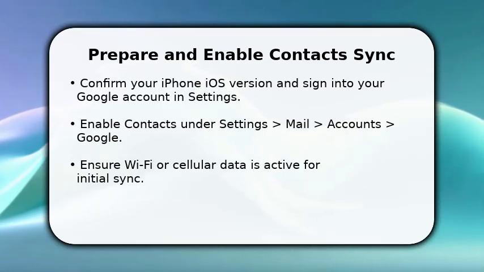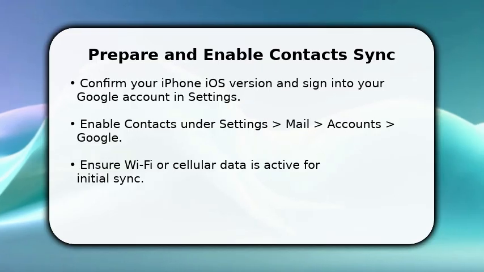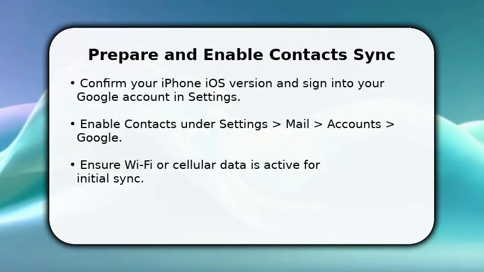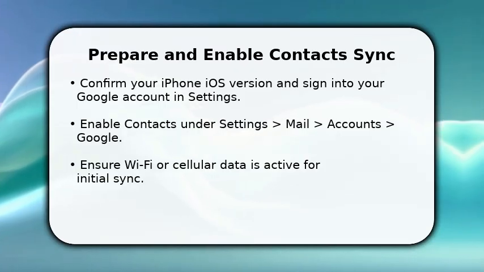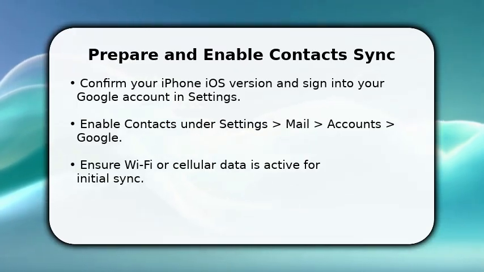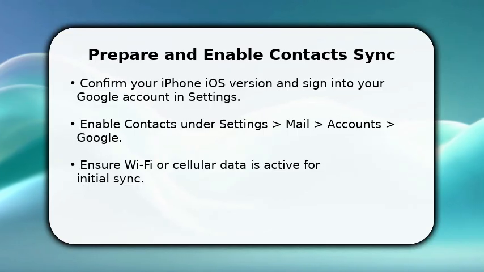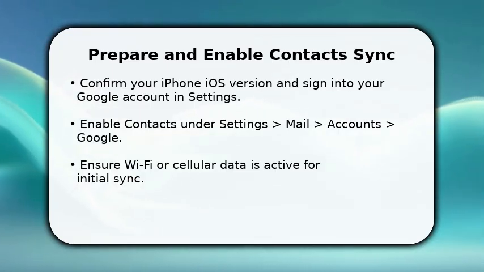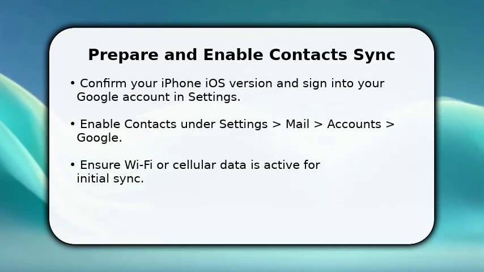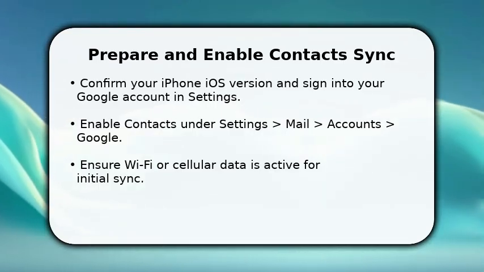You'll start by getting the essentials ready. Sign into the Google account you want to use on your iPhone and confirm iOS is up to date. Then open Settings, go to Mail or Contacts, tap Accounts, select Google and toggle Contacts on. Make sure Wi-Fi or cellular data is active because the first sync uploads or merges entries. Without data, nothing moves. Once done, leave the app open briefly so the system can begin transferring names and numbers.